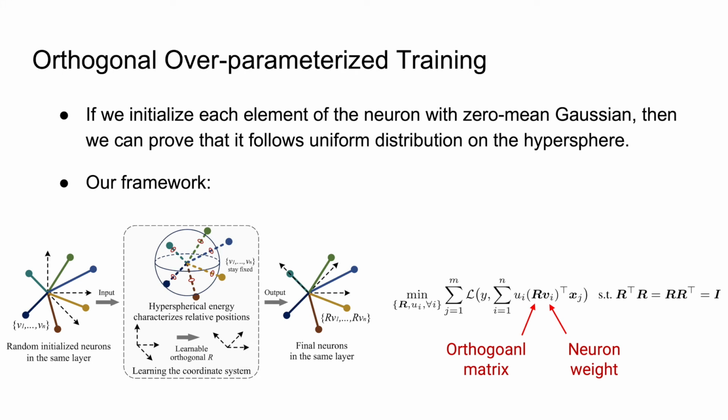To this end, we propose orthogonal over-parameterized training. The basic algorithm works as follows. We first randomly initialize the neurons with a zero-mean Gaussian distribution, and then we learn a set of layer-shared orthogonal matrices that transform these neurons.